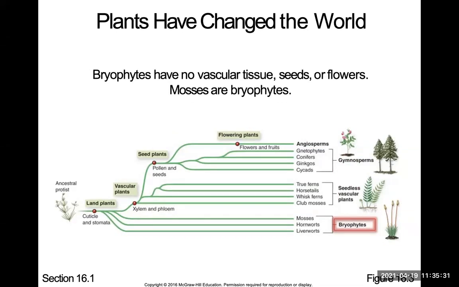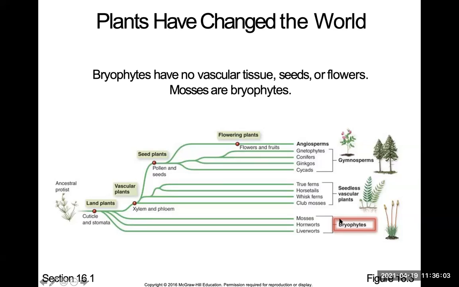So bryophytes, like I said, are mosses, hornworts, and liverworts. They are non-vascular plants. There was this ancestral protista or algae, the ancestor green algae. Then it started getting on the land. The first thing that the land plants developed was stomata and cuticle. That's how it can take water in or carbon dioxide in, and it can do photosynthesis.